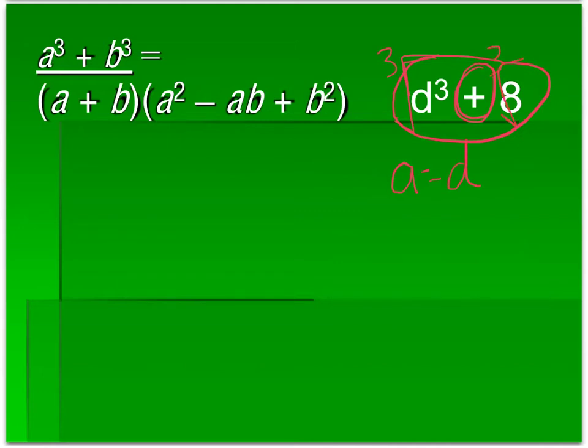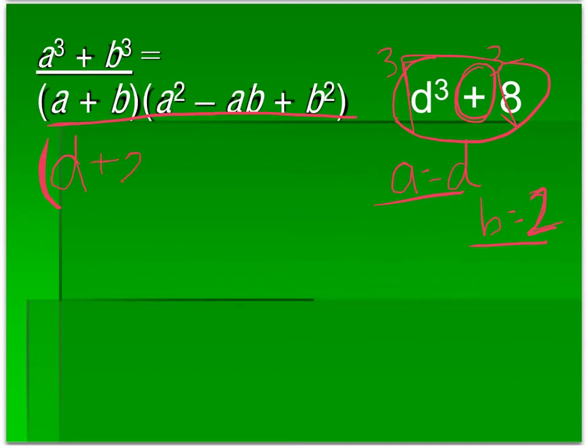Then the cube root of 8 is really 2, so b equals 2, I apologize. So now I plug it into the formula where a is d and b is 2. So here's the formula, which I would write if it wasn't there already. So a is really the letter d with a plus sign.